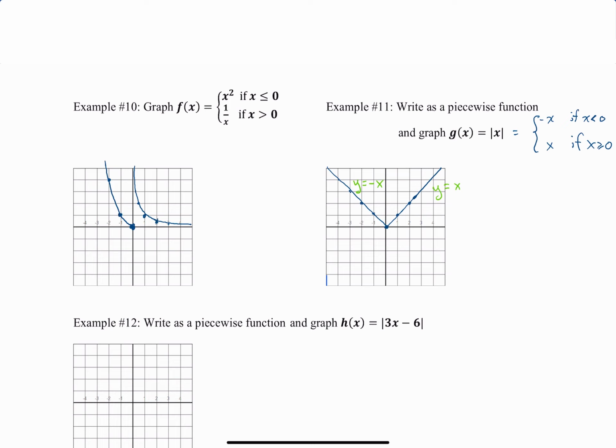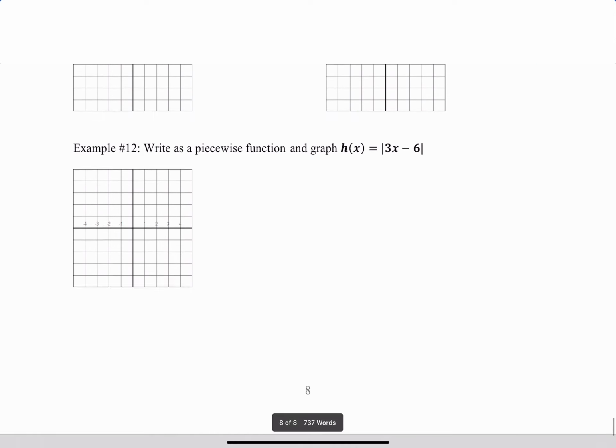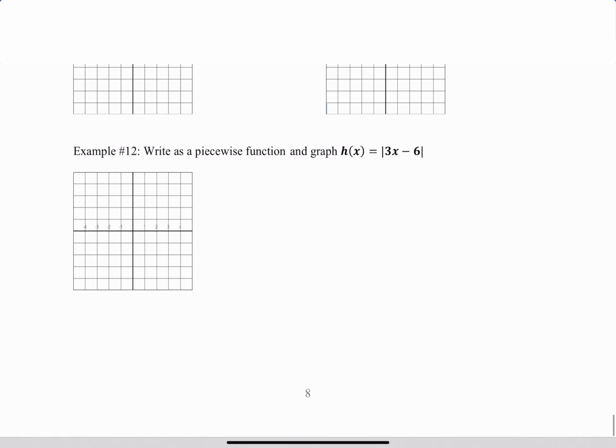Now you might wonder, if we already know what the graph of the absolute value of x looks like, why write it as a piecewise function? Well, it turns out there's things we're going to do to functions in calculus that just can't be done to absolute value functions. And the only way to deal with absolute value functions is to turn them into piecewise functions. So let's see one more example of doing that. Let's write h of x equals the absolute value of 3x minus 6 as a piecewise function, and then we'll graph it.